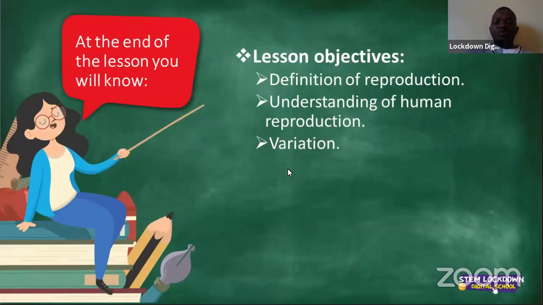I want us to go through the lesson objectives. That is what we want to achieve by the end of this lesson. The first thing is that we are going to understand the definition of reproduction. The second thing is that we're going to understand how human reproduction actually occurs. The last thing is that we're going to speak about variation.